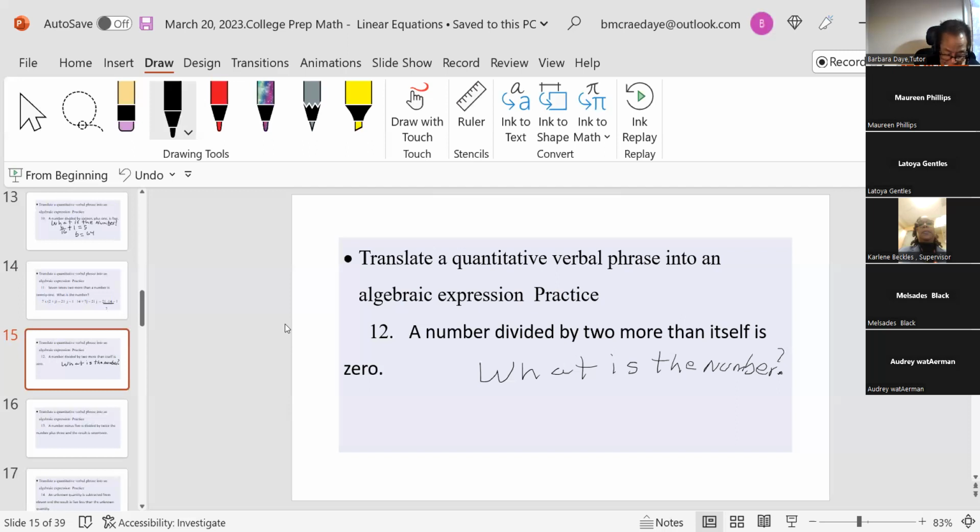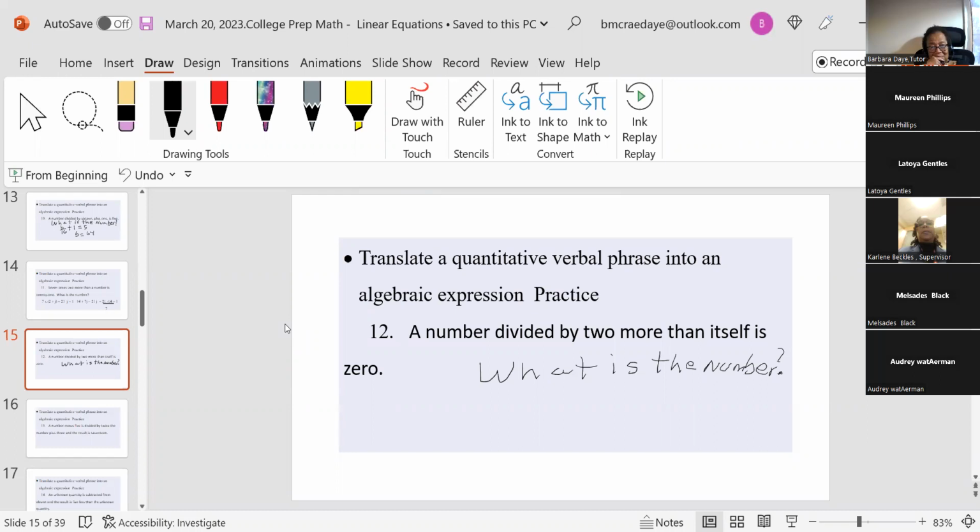No, 4 divided by 2. No, wait a minute. A number divided by 2. 4 divided by 2 is 2. Okay, that'll be 8. 8 divided by 4. 10? No. Let me understand this a little better. Okay, you have a number. Again, what is the number? What is the value of the number?